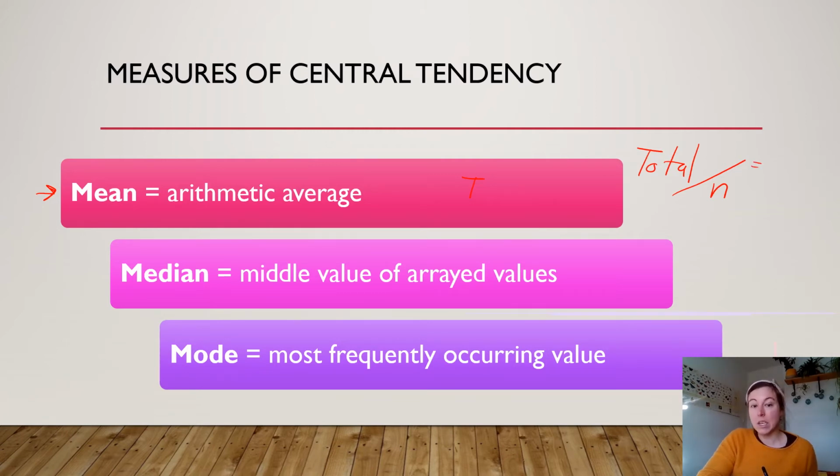The median is really easy. If you line up all the numbers in a row, 1, 2, 3, 4, 5, 6, 7, the middle one is the median. It's that easy. They have to be in order though, highest to lowest. The mode is the most frequently occurring number. So in a very large data set, if you have a number that's occurring a lot, that'll be your mode.